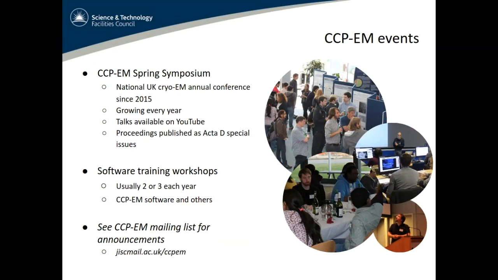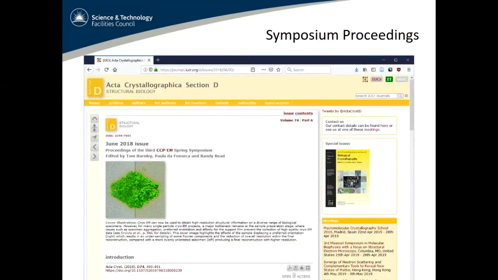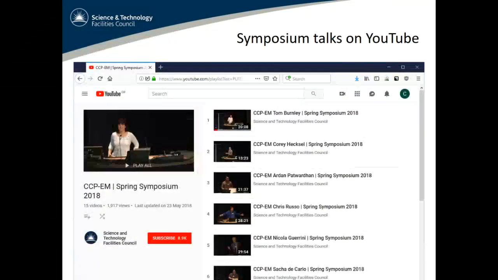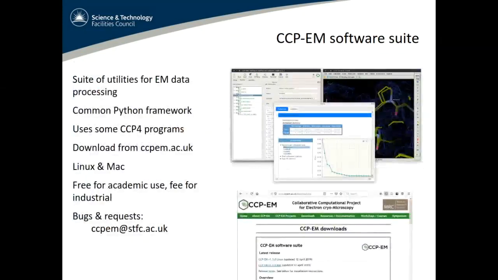We also run software training workshops, both on our own software and others. So we've done workshops on Relion and also on Dynamo, for subtomogram averaging, as examples. We normally run two or three of those a year. We don't have any dates planned right now, but there will be some more coming up. Keep an eye on our mailing list for announcements, and the address is on the screen if you want to sign up. The Symposium proceedings and talks from previous years can all be found online.